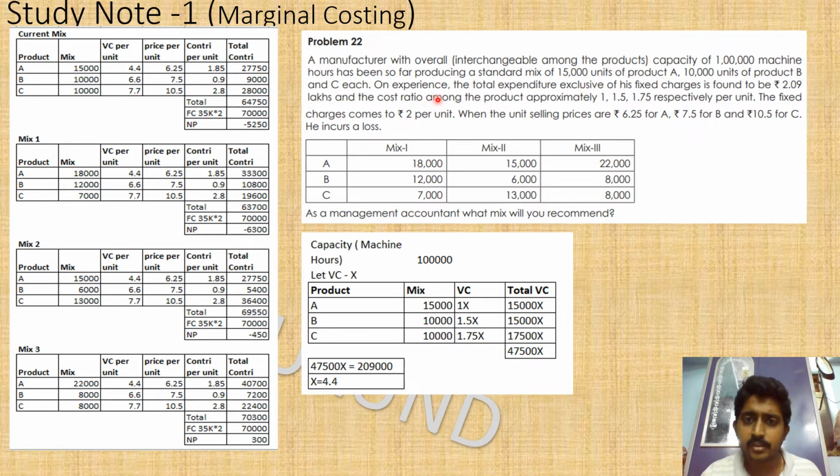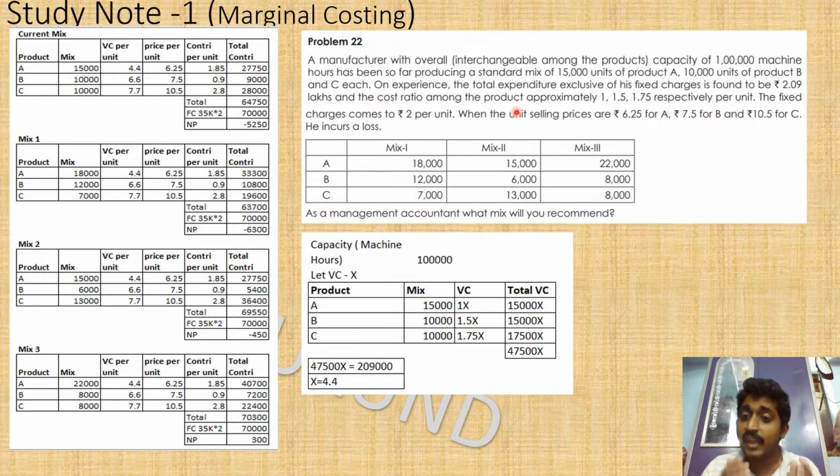On experience, the total expenditure exclusive of his fixed charges is found to be... what does that say? Without including the fixed charges, his overall expenditure is 2.09 lakh, and the cost ratio among the products is approximately 1 is to 1.5 is to 1.75. So they have given the cost ratio between the products.